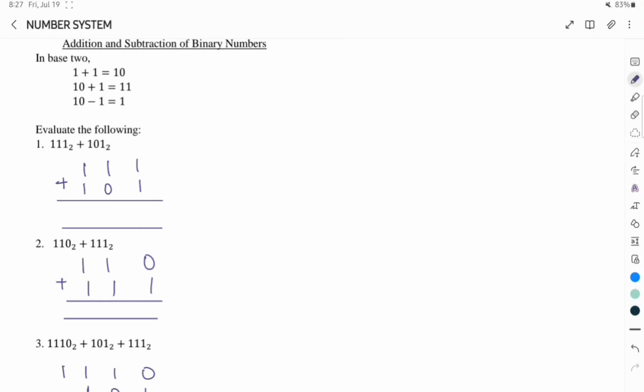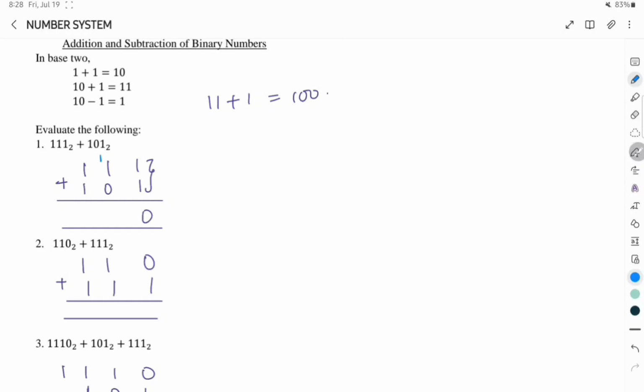Another way to look at the addition of binary numbers is to see 1 plus 1 as 10, 10 plus 1 as 11, and 11 plus 1 as 100. Now, in this first example, the sum of 1 and 1, we said, let's see it as 10, right? So we write 0, we keep 1.